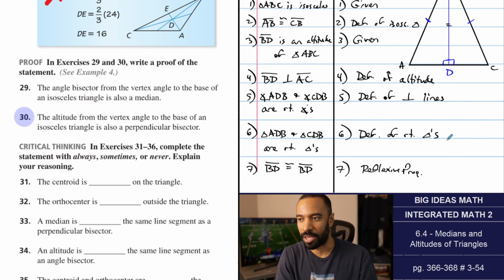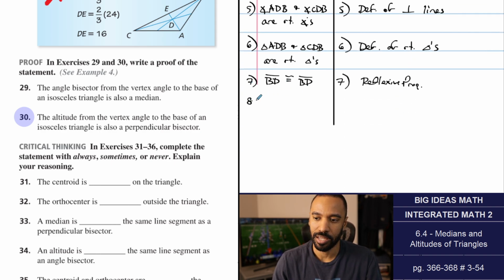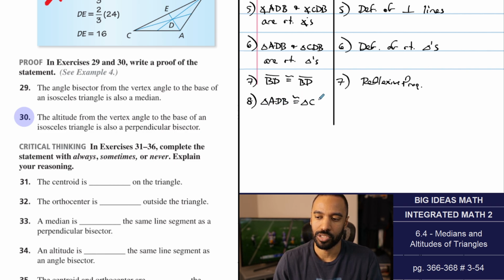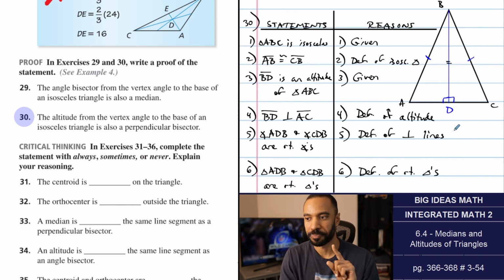My handwriting gets really bad on these. Now triangle ADB is congruent to triangle CDB. This is by HL, the HL triangle congruence theorem. I have a right triangle, congruent hypotenuses, congruent legs.